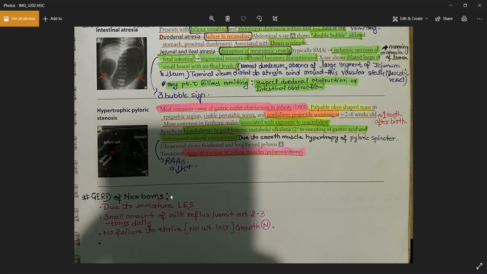And how the mother can describe this condition, they will tell you that during feeding, the baby will always vomit out 2 to 3 times daily while feeding. So that is the GERD of newborns. Remember this. It is not a pathological condition. It is very much normal.